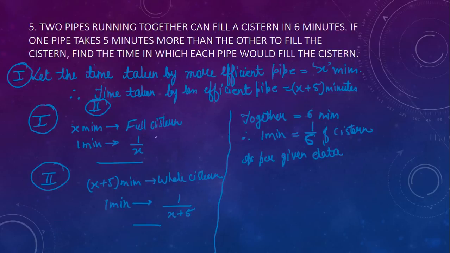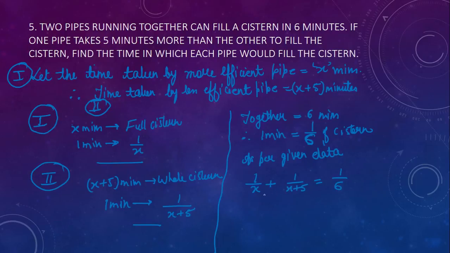The first pipe will fill up 1 by x of the whole cistern in 1 minute. So 1 by x plus, this will fill up 1 by x plus 5 of the whole cistern in 1 minute. So with their respective work efficiencies together in action, they are able to fill up 1 by 6 of the cistern. That's it. That's your equation.